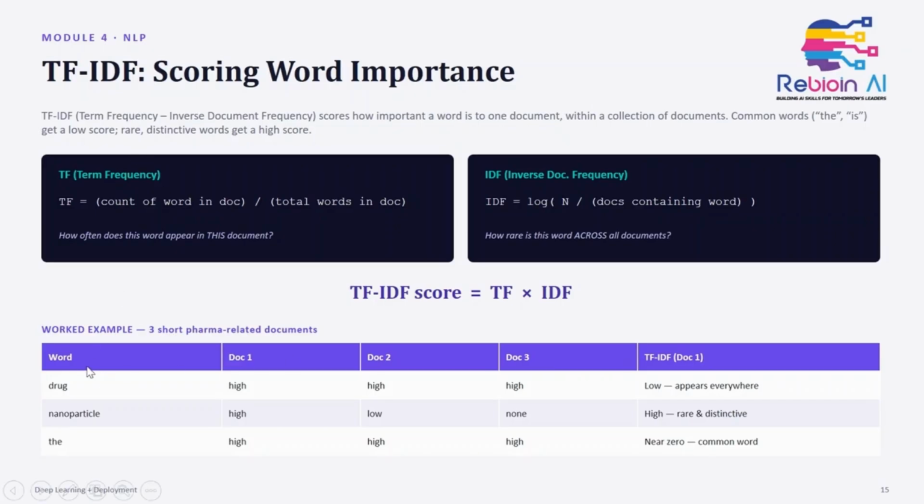You can see over here, for the word drug, it appears high in document 1 and very high in document 2, so it gets a low score. For nanoparticle, in document 1 it is listed multiple times, in document 2 very few, and in document 3 none. So it has given a high priority here because it is rare and distinctive. It appears mostly in document 1, while in documents 2 and 3 it is mentioned very little. You can see the last one, the, appears multiple times, in very high quantity, in documents 1, 2 and 3. So its score is near zero. It is not a distinctive word.